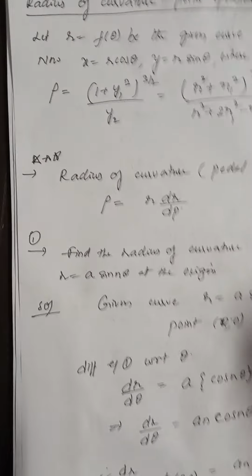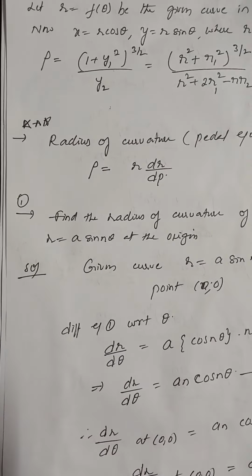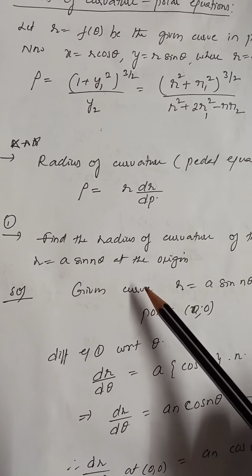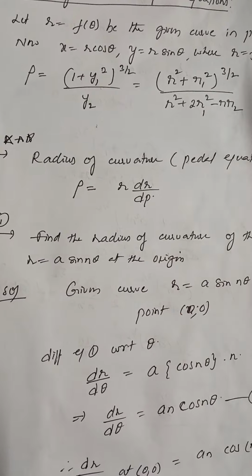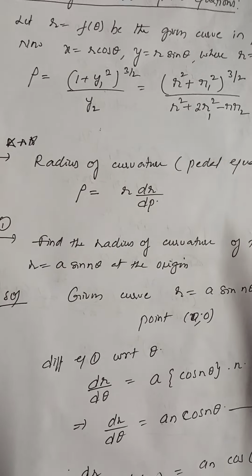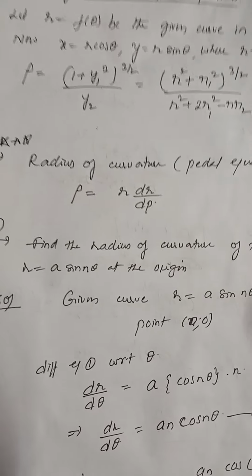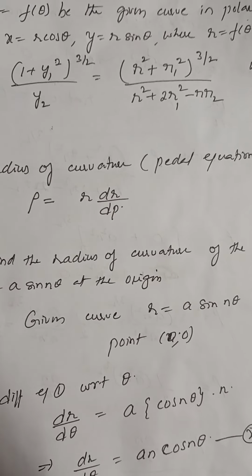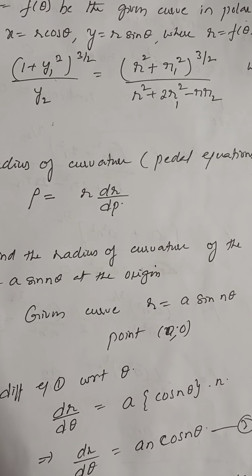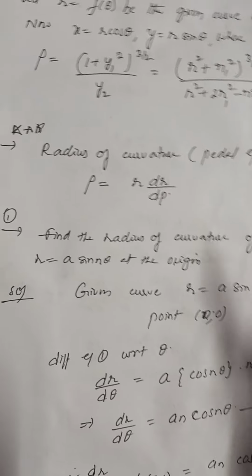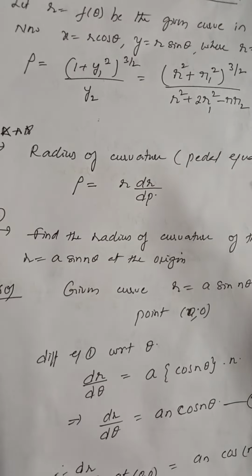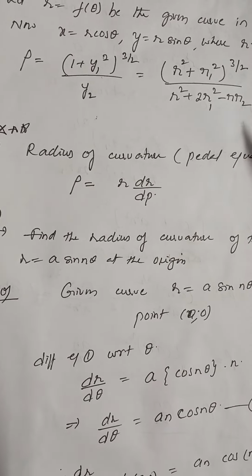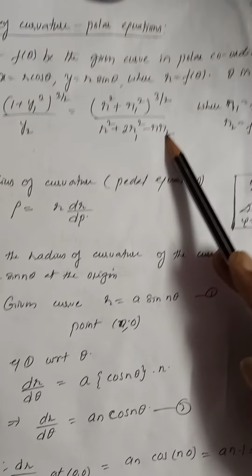Now, find the radius of curvature of the curve r is equal to a sin n theta at the origin. That means the given equation is in polar form, right? The equation is a relation between r and theta, no? That's why the given equations are in polar equations, polar form. Therefore, here we have to use this formula. What is the formula? dou r by dou theta, you can use this formula, no? Right.